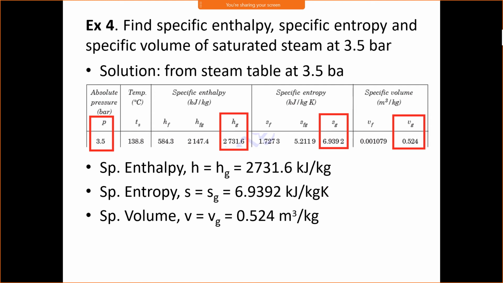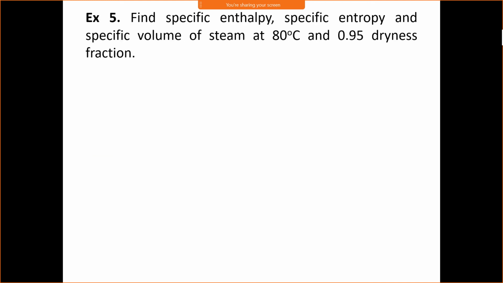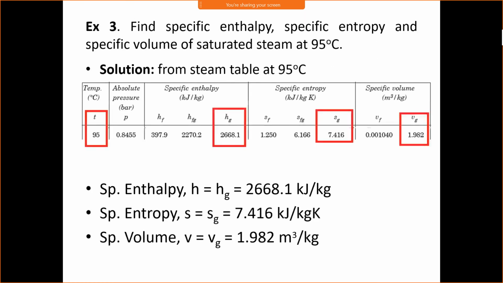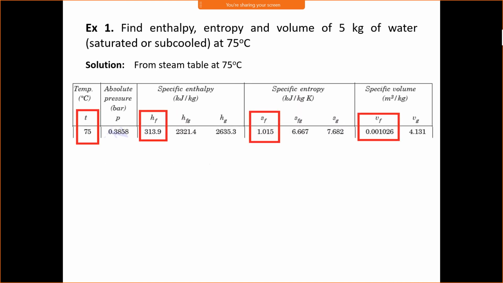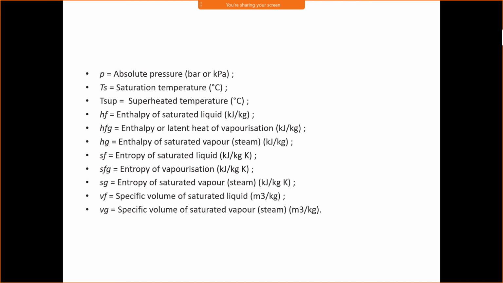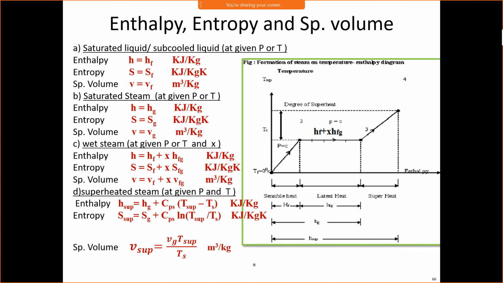Okay, we saw problems based on liquid and saturated steam. Now we will see problems based on wet steam. Whenever steam is wet, the dryness fraction should be given. If it is not given, we have to calculate the dryness fraction first.